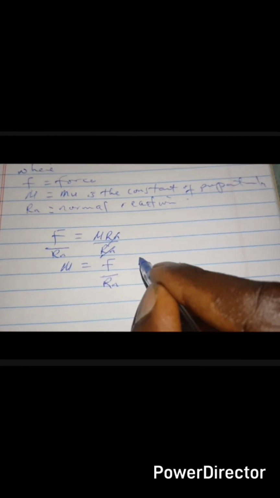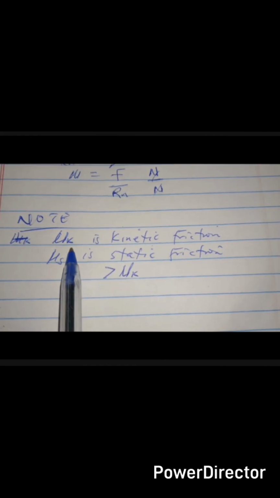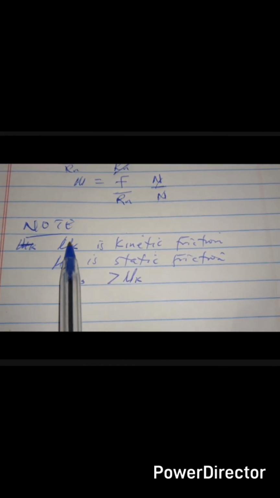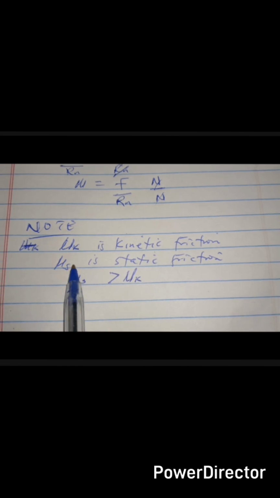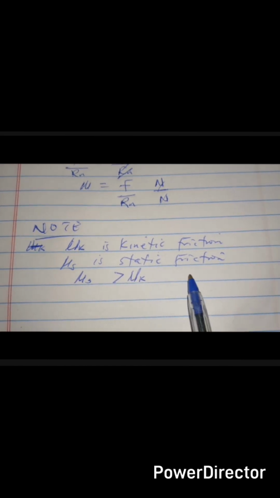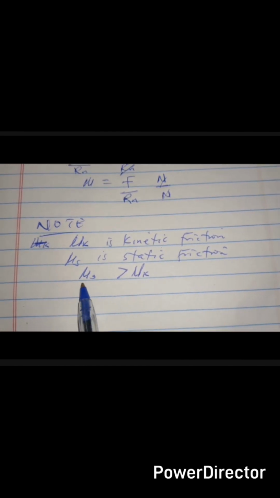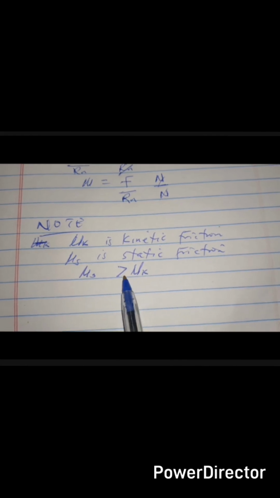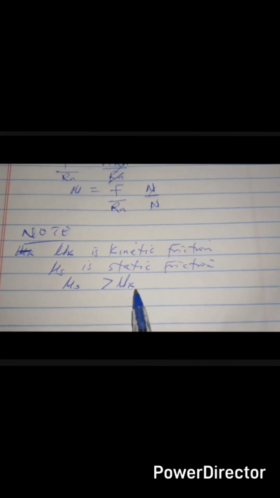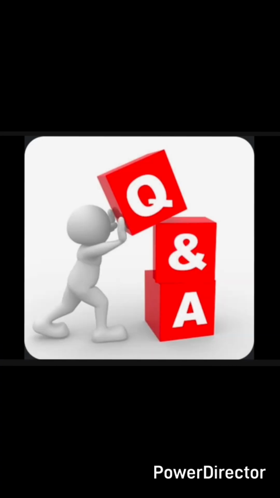Realize that force is measured in Newton. Now, this normal reaction is also a force that opposes this. That is also measured in Newton. So they tend to cancel out. What it means is that mu has no SI unit. If you should see K as a subscript, that is kinetic friction. If you should see S, that is static friction. And note that the static friction is always greater than the kinetic friction. So let's solve questions under this to better understand.